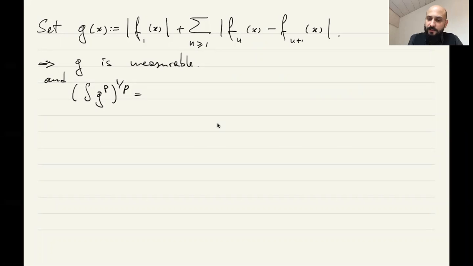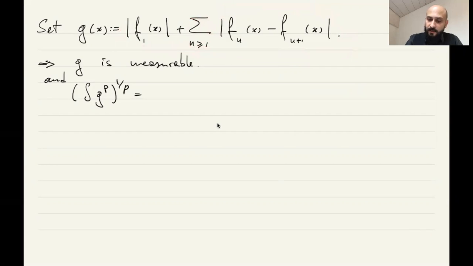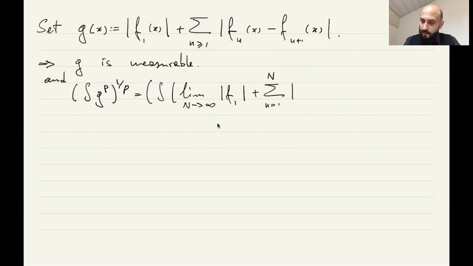Okay, so this function is defined with an infinite series. So let's stop the series at a capital N, and g will be the limit of this sequence. But you see that we're adding positive terms. So this sequence is monotone in N. So instead of g, I will put the limit when n goes to infinity of, let's not put x, the integral of modulus of f_1 plus the sum from 1 to n of |f_n minus f_{n+1}|, to the power p d mu, to the 1 over p.